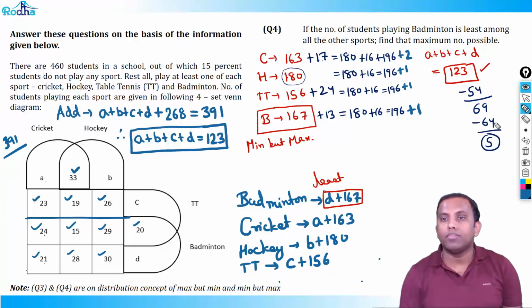because in the second case, if I give 2 chocolates to B, then B becomes 198. So if B becomes 198, then the others should be 199. So for 199, they should also get 3 each, right? But I don't have 3 into 3, 9 plus 2, 11. I don't have 11 chocolates, right? I have only 5 chocolates.